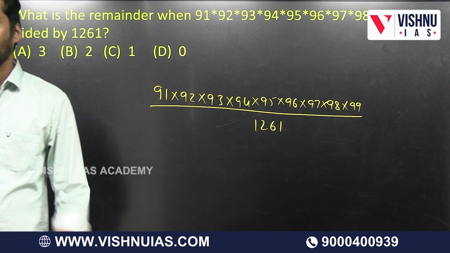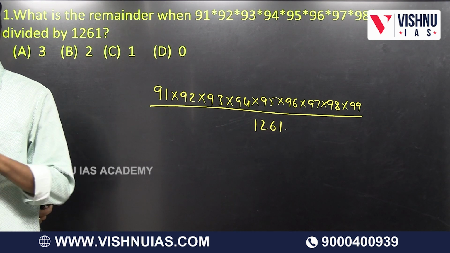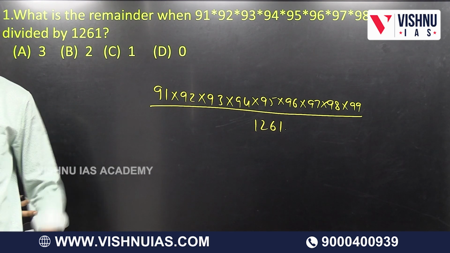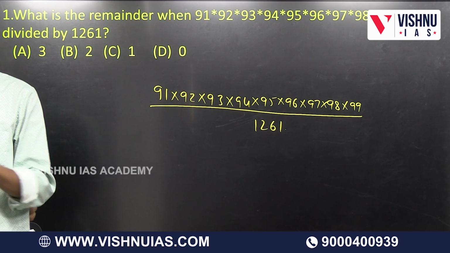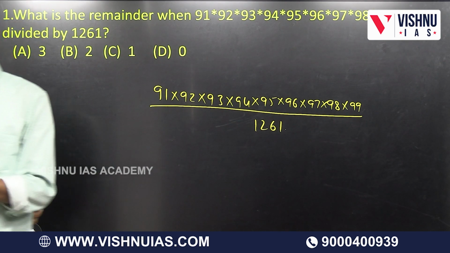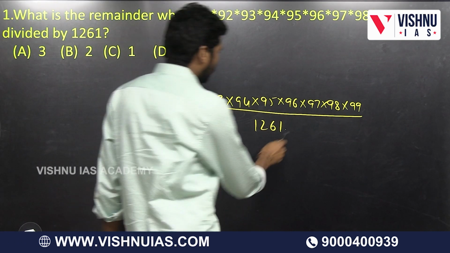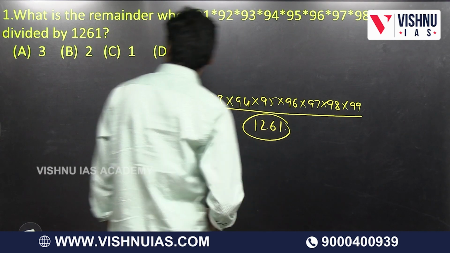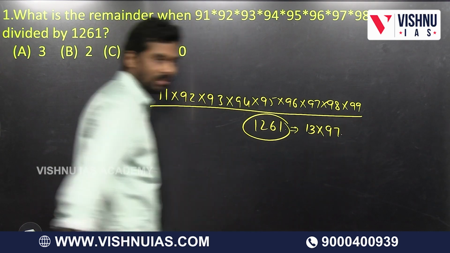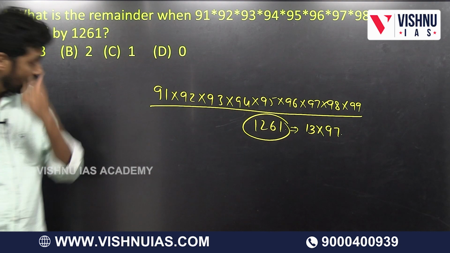You can say in 20 to 30 minutes, if you are mastering the tables, most of the problems will be solved by the simple thing, right? Tables. It's not a simple thing anyway. Now 1261 can be written as what? 13 into 97. Okay, so 13 into 97.